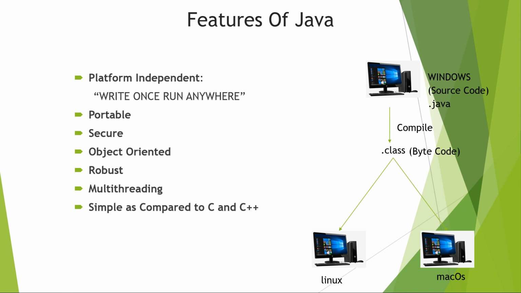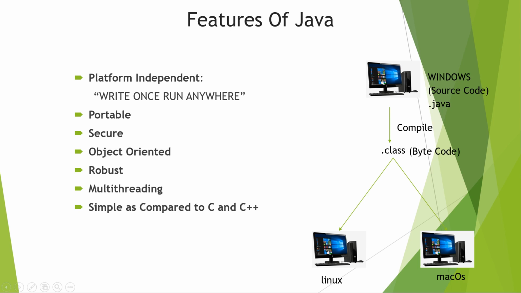It means we create the program on one operating system, and we run that program on another operating system also. That time it will work. But what is the condition? All the operating systems must have a JVM environment. That is the thing. That is called platform independent.